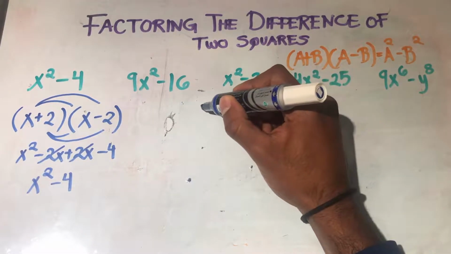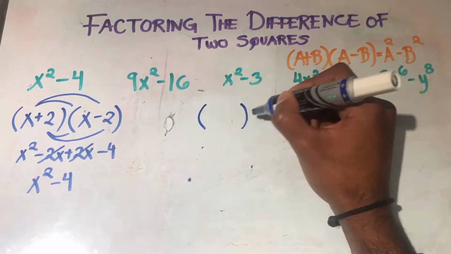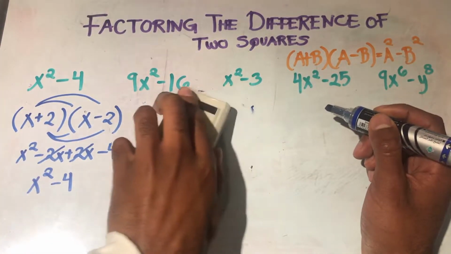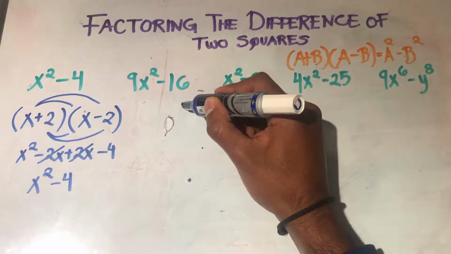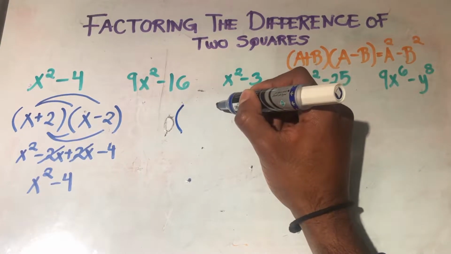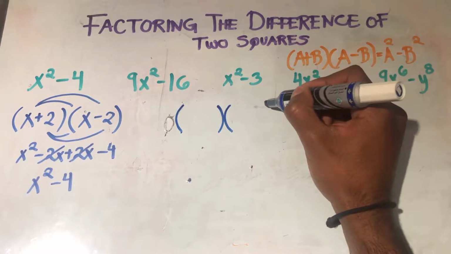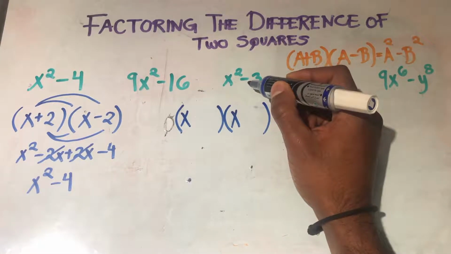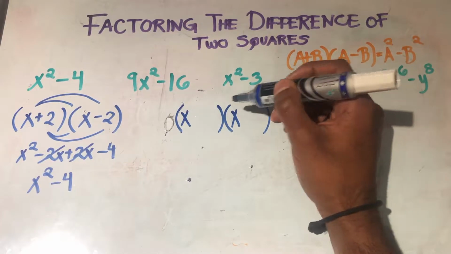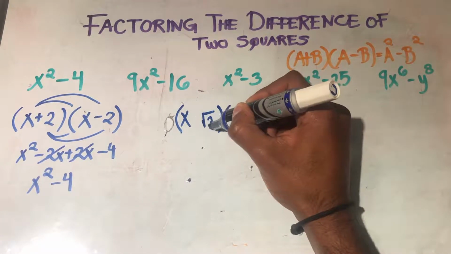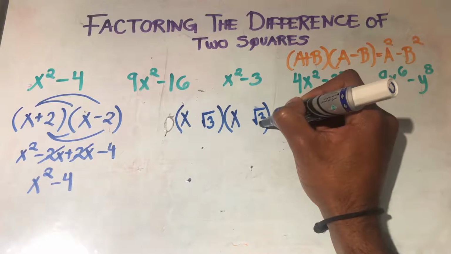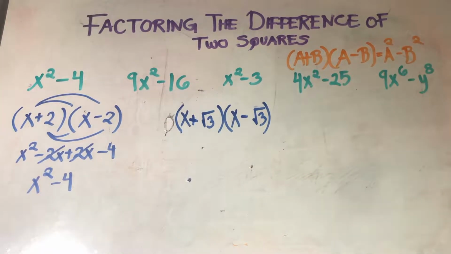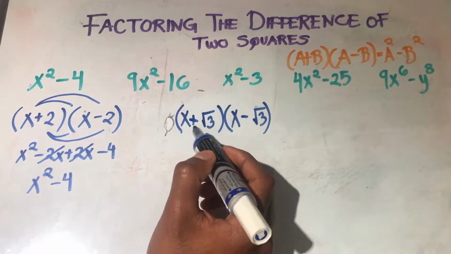This is going to give us, let's set up our parentheses first. I'm going to move this here a little bit so that we can create space for our coming problems. We have x here and x here. Then we have 3. So the square root of 3 is just square root of 3. Then we're going to put our signs here, positive and negative. Go ahead and check.